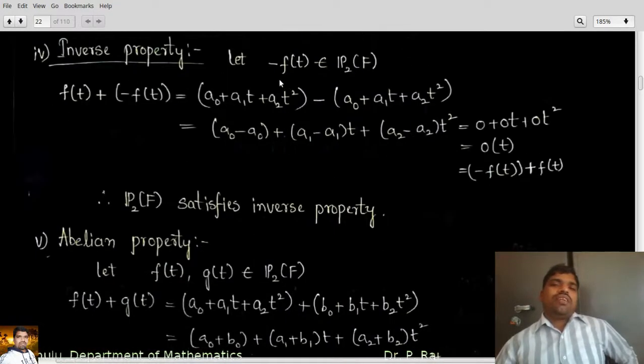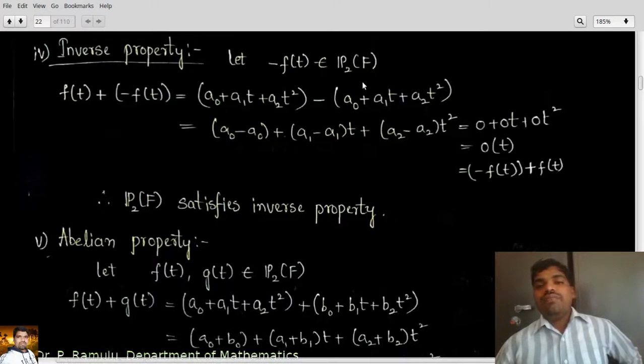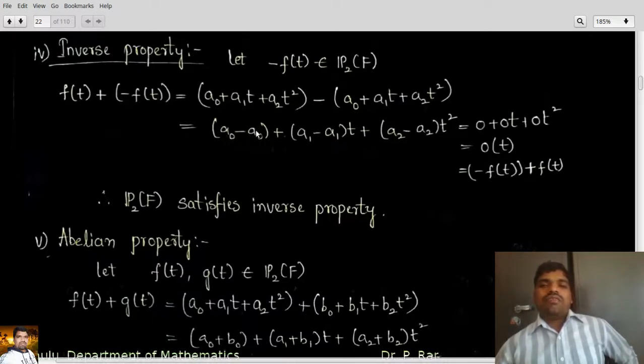Inverse property. I am taking minus f(t) belonging to P2 over F. f(t) plus minus f(t), f(t) being a0 plus a1 t plus a2 t square, and minus f(t) being the negative of this. So adding these terms: a0 plus minus a0, a1 plus minus a1, a2 plus minus a2. Here a0, a1, a2 belong to the field. The field satisfies the inverse property, so a0 minus a0 is written as 0. That means minus a0 is the inverse of a0, and a0 is the inverse of minus a0. That's why it turned to 0.